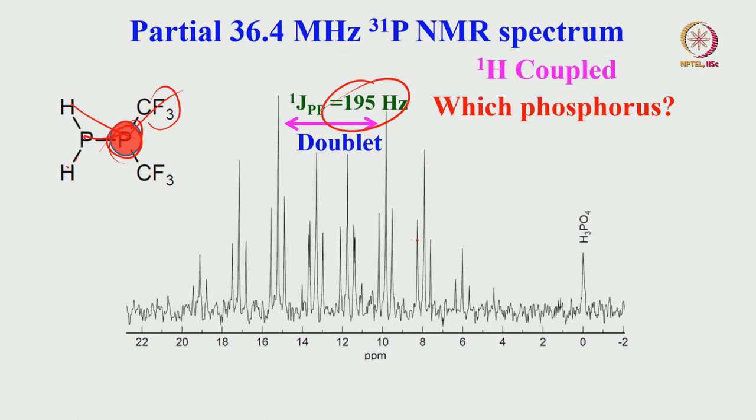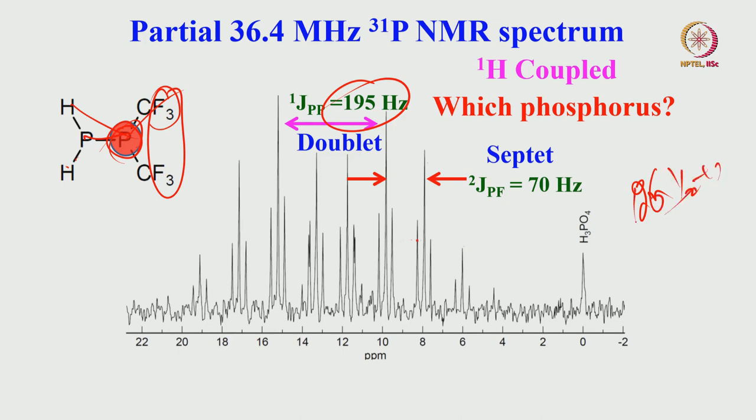About approximately 195 hertz, it gives us a doublet. Then what will happen? Each of these lines is split into a septet like pattern, because these two fluorines are equivalent to CF3 groups. So, it is like 6 fluorines coupling to this phosphorus, 2nI plus 1 rule applies, 2 into N is equal to 6 into half plus 1. So, it is going to be a 7 line pattern, a septet pattern. Each of these is a septet pattern, 1, 2, 3, 4, 5, 6, you can count, there will be 7 such lines, and that coupling separation is 70 hertz.